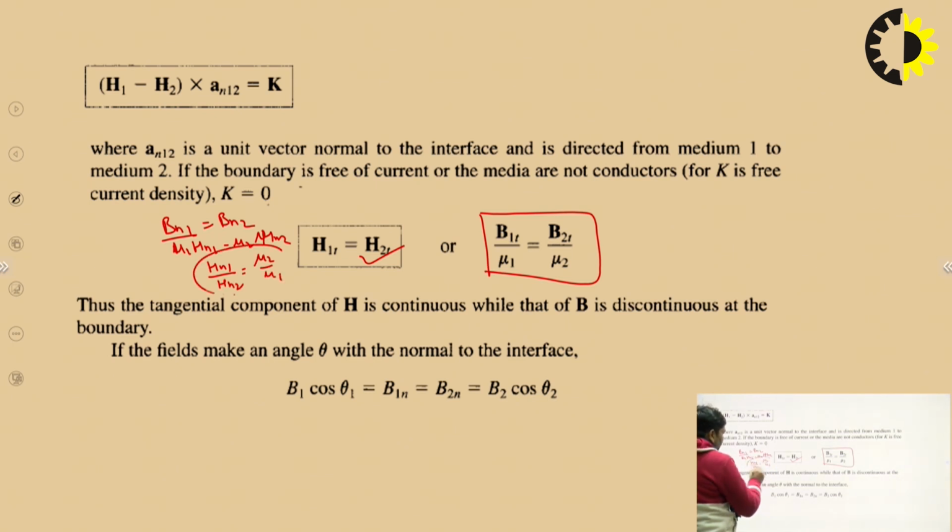These two boundary conditions can be asked in university examinations: what are the two boundary conditions associated with the magnetic field. The normal magnetic field intensity in region 1 upon that in region 2 is equal to the permeability of region 2 upon the permeability of region 1, and the tangential magnetic field intensities H1t and H2t are continuous.